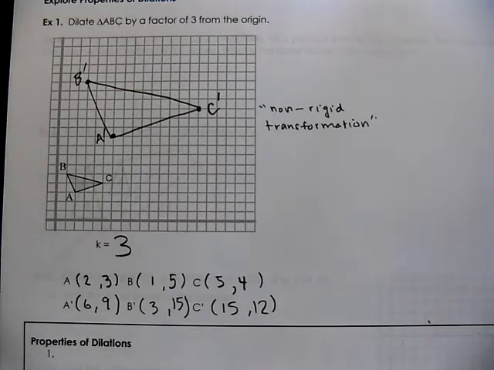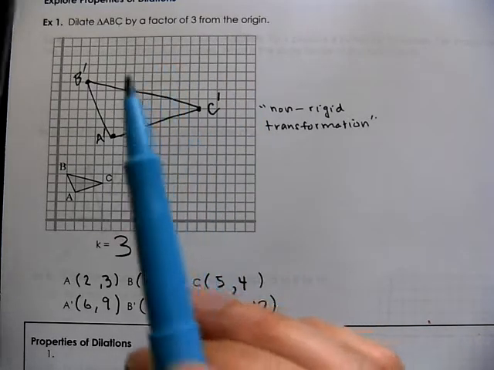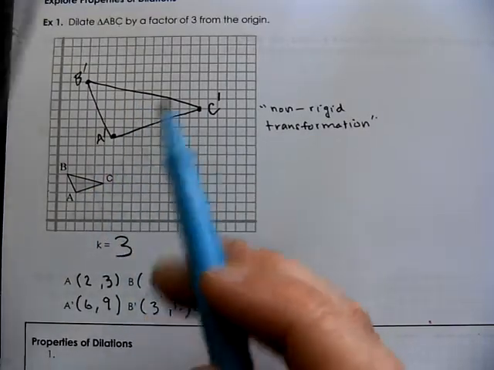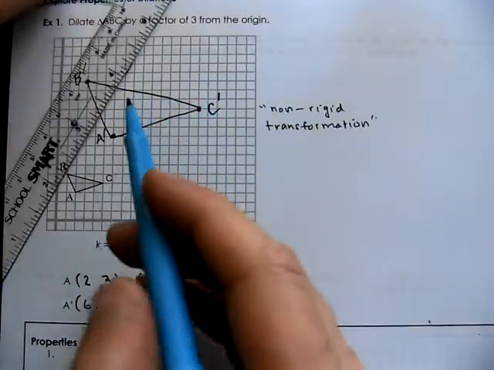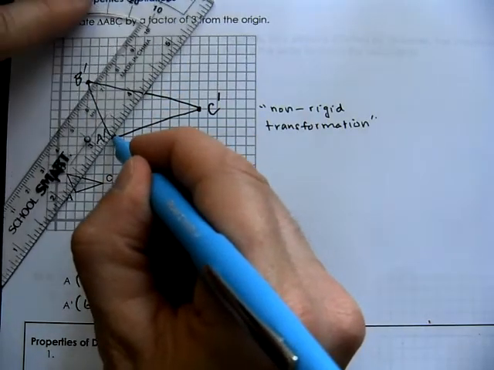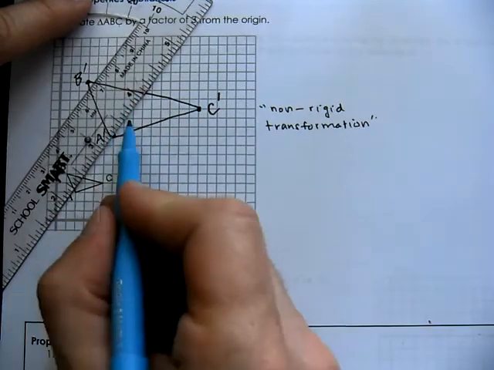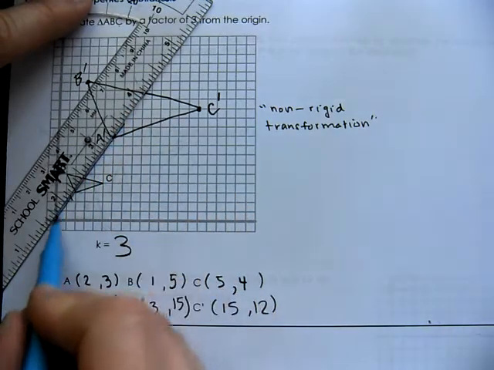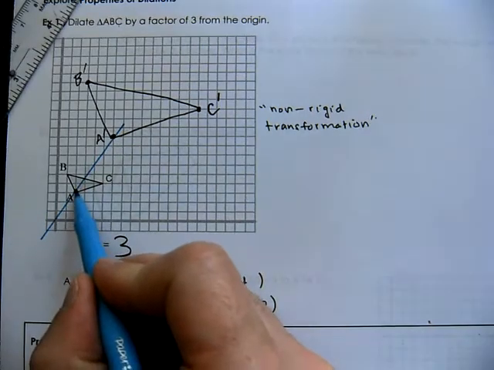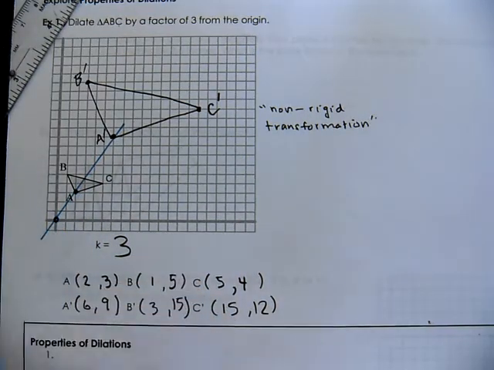Now here's a way to check to see if your points ended up in the same spot, and it's also going to be a property of dilations. Let's draw a construction line through corresponding points, and we'll extend it all the way through the center of dilation, which for us was the origin. So if you do that, what you should discover is that all 3 of these points are collinear. Collinear means they are together on the same line.